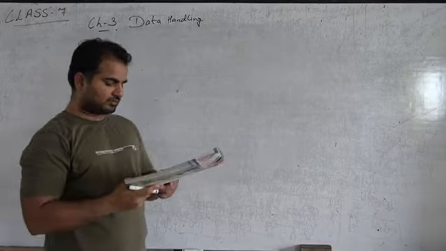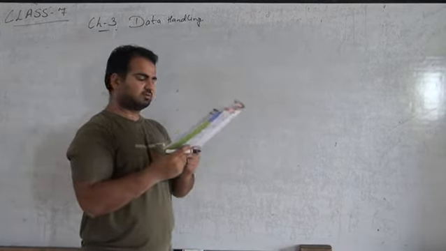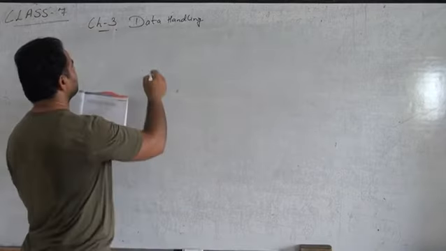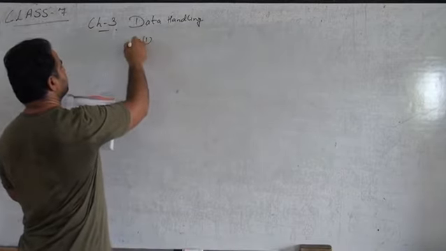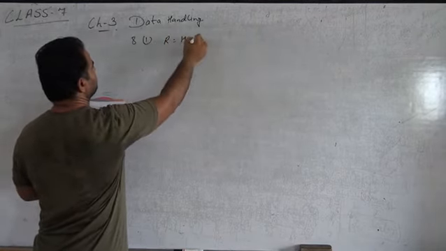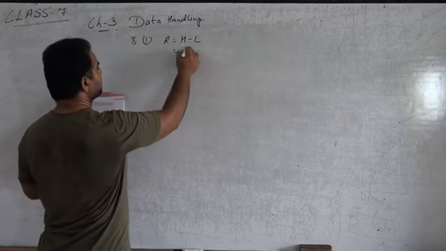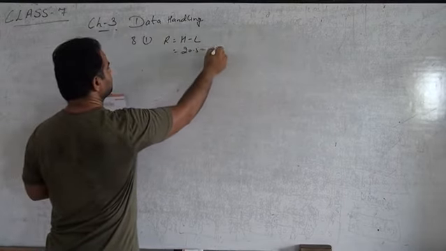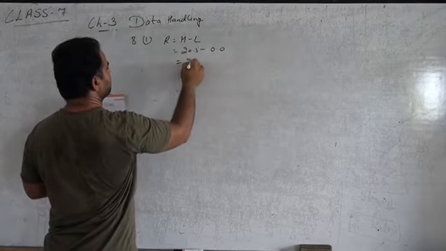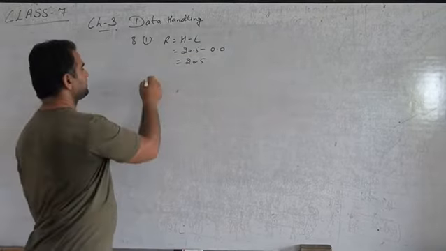So in question number 8, what we have to do is we have to find the range of the rainfall. So for range, first it is R equals H minus L. The highest is 20.5 minus the lowest, 0.0. So the range will be 20.5. Done? It was easy.